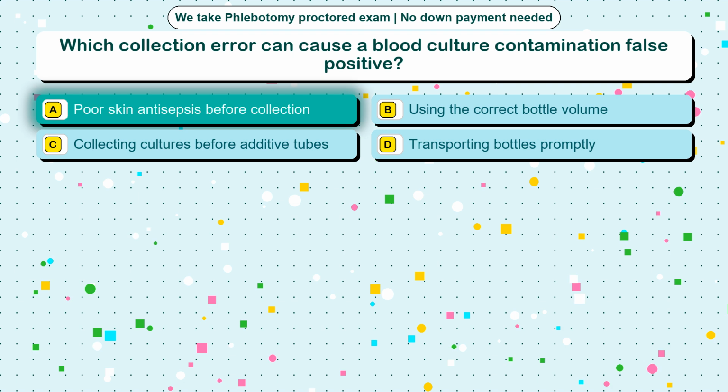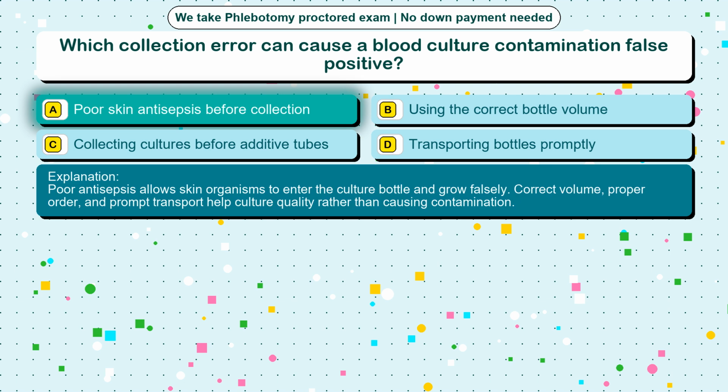The correct answer is option A, poor skin antisepsis before collection. Poor antisepsis allows skin organisms to enter the culture bottle and grow falsely. Correct volume, proper order, and prompt transport help culture quality rather than causing contamination.